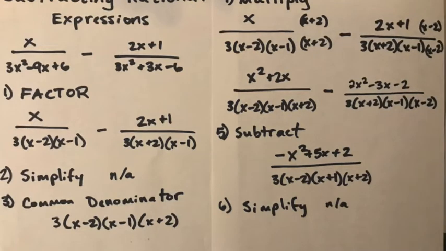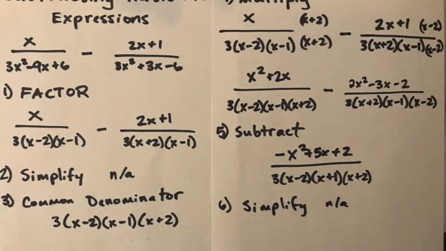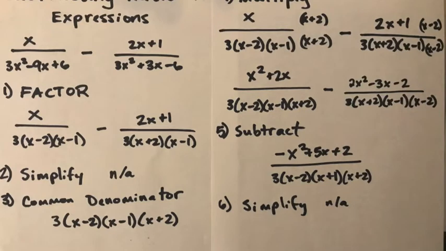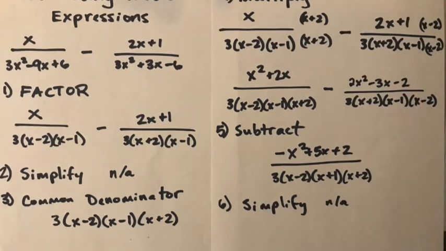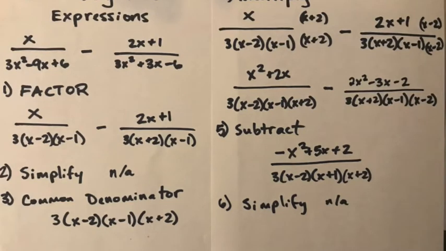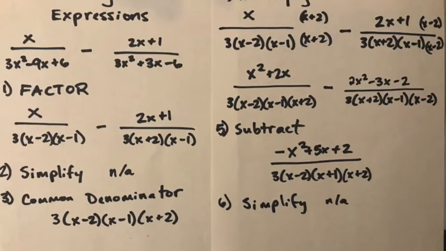So then the fourth step is multiply. To make the common denominator the same, I have to multiply this first fraction by x plus 2 and this second fraction here by x minus 2. So I do that. X times x plus 2 is x squared plus 2x. And then here, 2x plus 1 times x minus 2 is 2x squared minus 4x plus 1x, so minus 3x. And then 1 times negative 2 is negative 2.